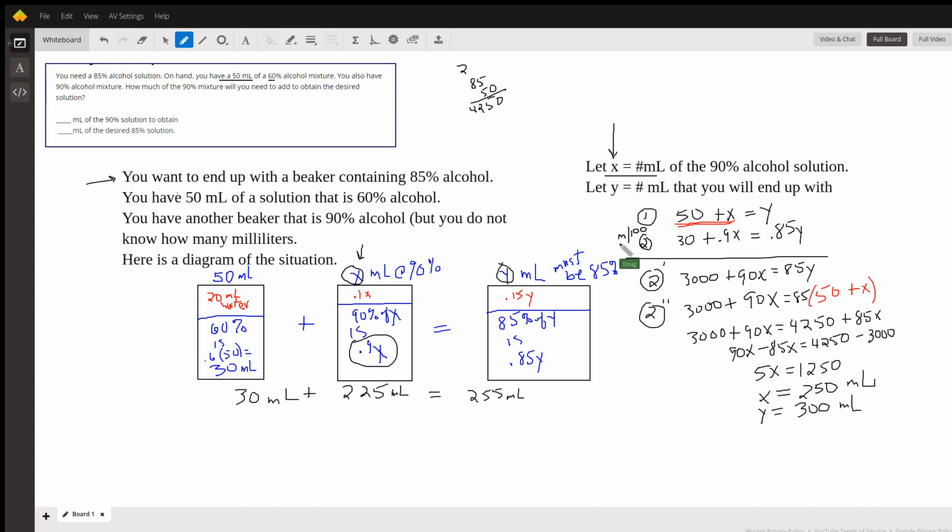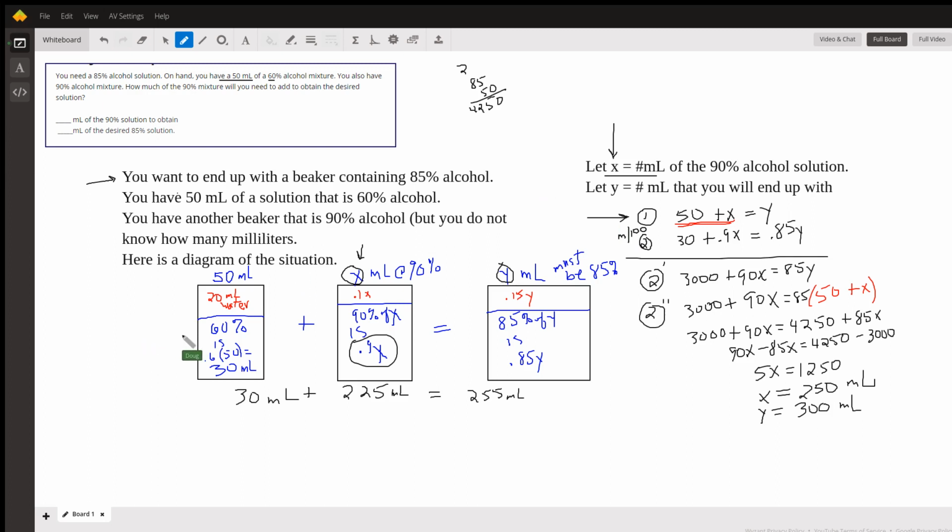One of the equations just has to do with the number of milliliters total. It has nothing to do with the alcohol. So in this beaker we have 50 milliliters. In this beaker we have X milliliters. If we add them together, we'll get the number of milliliters in the final beaker. So 50 plus X is equal to Y. This first equation deals with the number of milliliters.